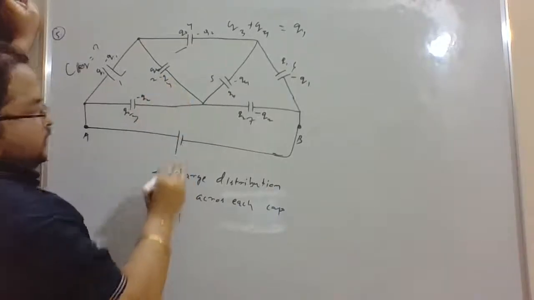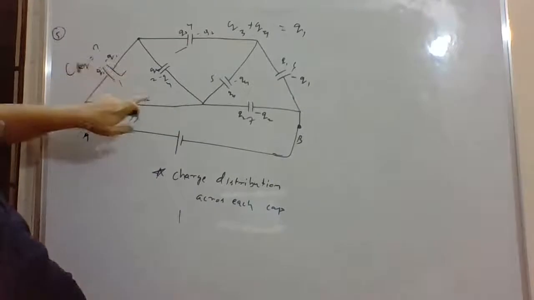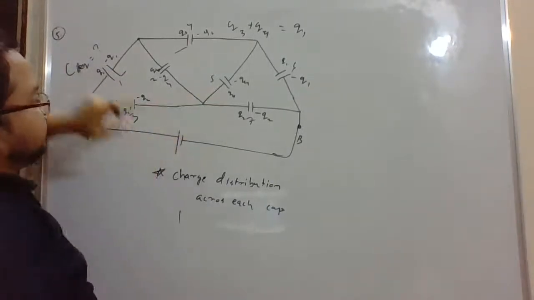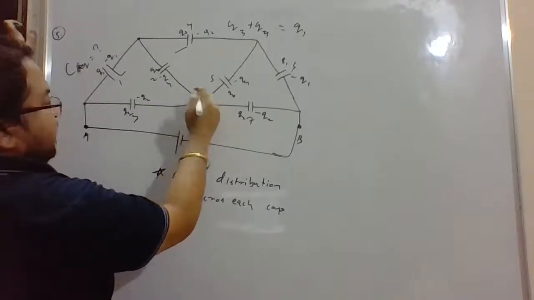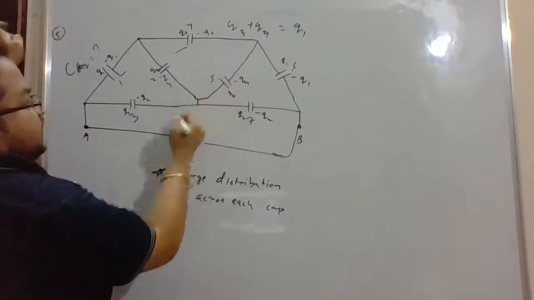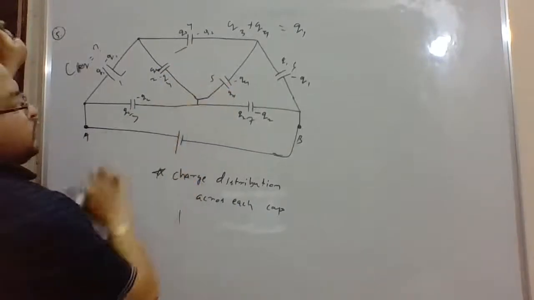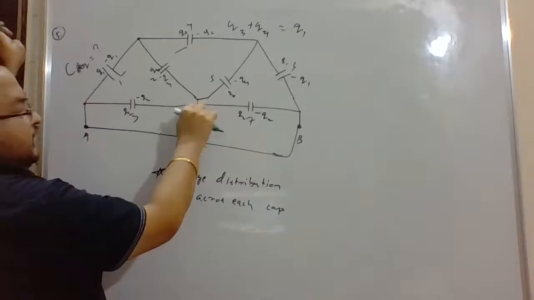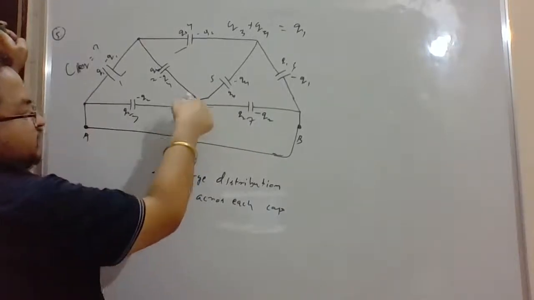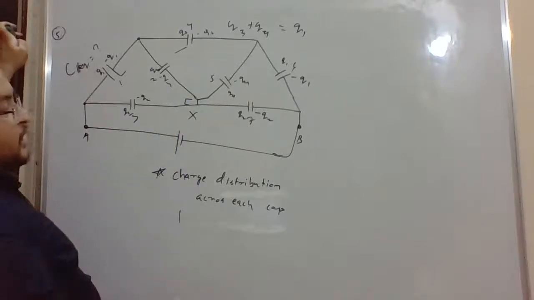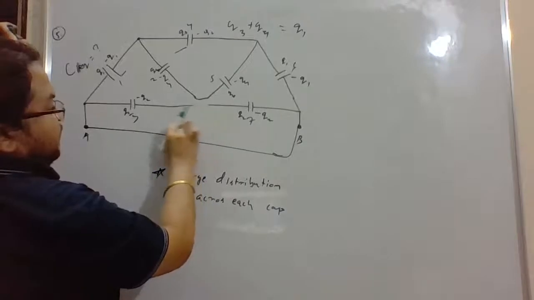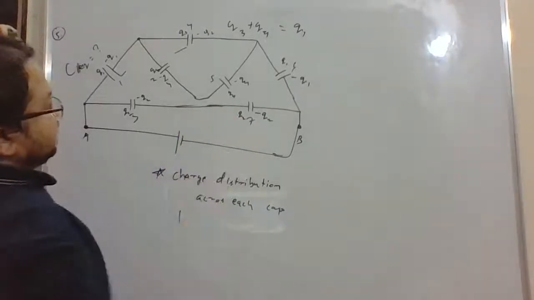If you notice here, your charge minus Q4 is here, plus Q4 is here. So obviously I can redraw it like this, that the entire charge here is minus Q4 plus Q4, that is 0. So in this small limb, actually no charge is getting distributed. If no charge is getting distributed, I can disconnect it, just like we saw in the short circuit thing.